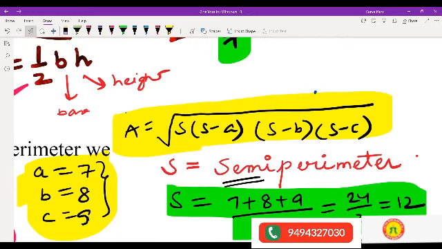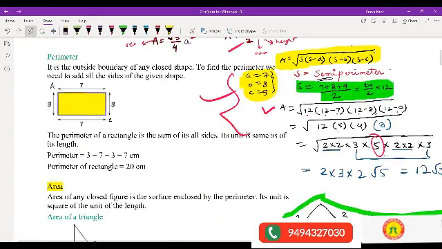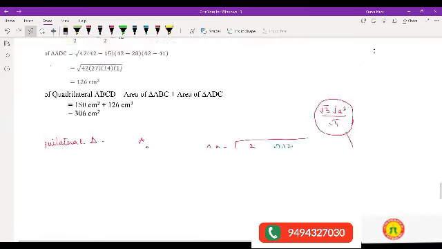In which A is nothing but the area of a triangle, any triangle in which you know all the sides. What is S? S is the semi-perimeter of the triangle. And capital A on the left-hand side is the area. Small a, b, c are the sides of the triangle. Okay, sir. Got it. Now I'll give one question. You have to use the formula and get the answers for that.